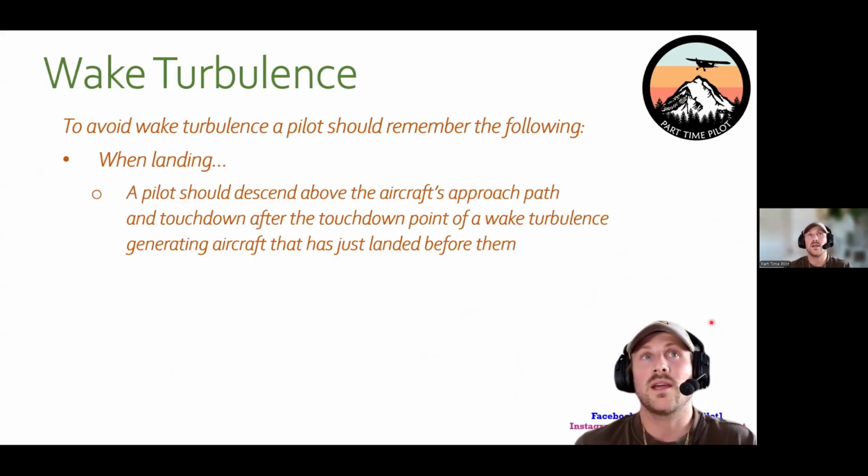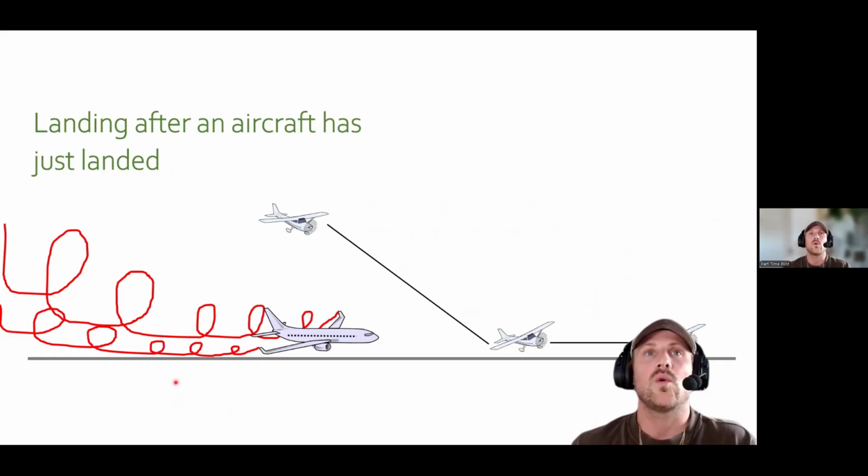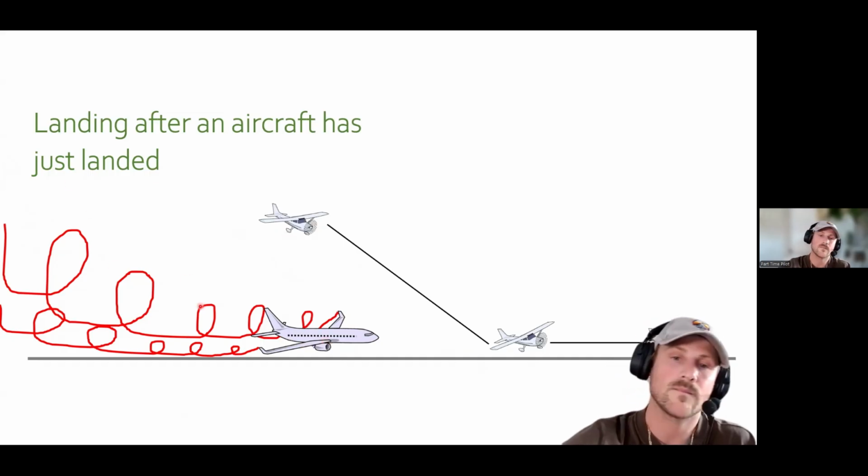So another situation when landing, a pilot should descend above the aircraft's approach path and touch down after the touchdown point of a wake turbulence generating aircraft that has just landed. So in this situation, we are now landing after a large jet or larger aircraft that has just landed. In this situation, again, their approach path is like this. So anything below that, we want to avoid. So we want to go past where they landed and then touch down after where they touched down to avoid their wake.